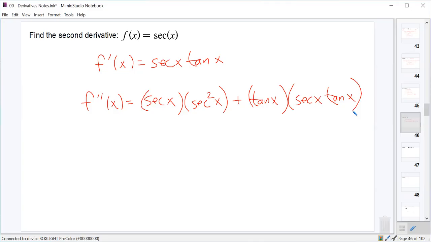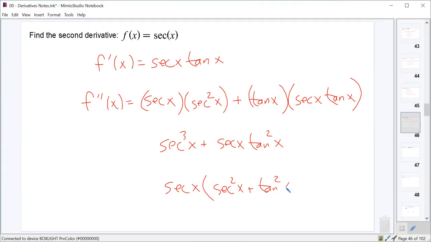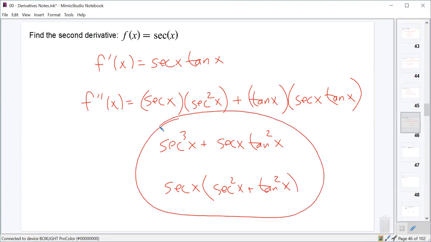So it looks like we end up with secant cubed x plus secant x tangent squared x, which is perfectly acceptable. Or if you want to factor a secant x out of it, you could have secant x times secant squared x plus tangent squared x. There's lots of different ways to manipulate these around. It doesn't really matter what form you leave it in.